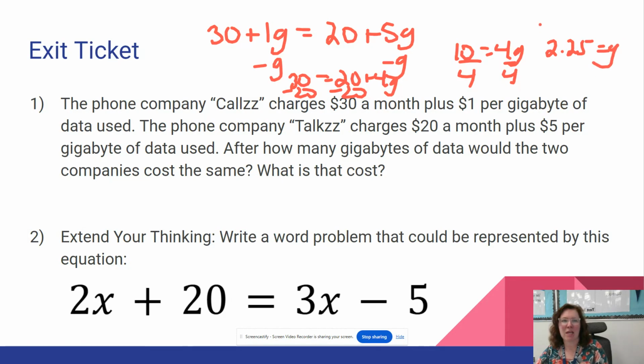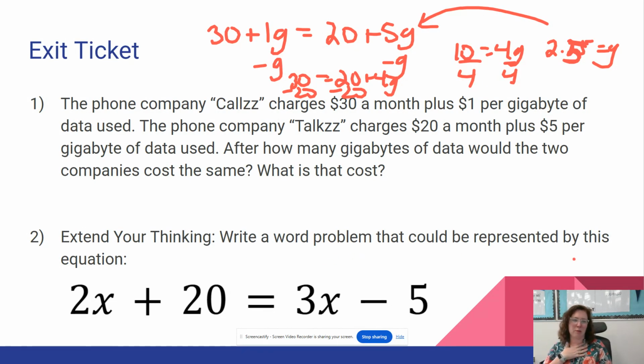Something like that. And what is the cost? We just plug that back in right here. 20 plus 5 times 2.25, or 30 plus 1 times 2.25. If 2.25 is even the right number. Oh, it's just 2.5. There we go. So times 2.5. Cool. Extend your thinking.